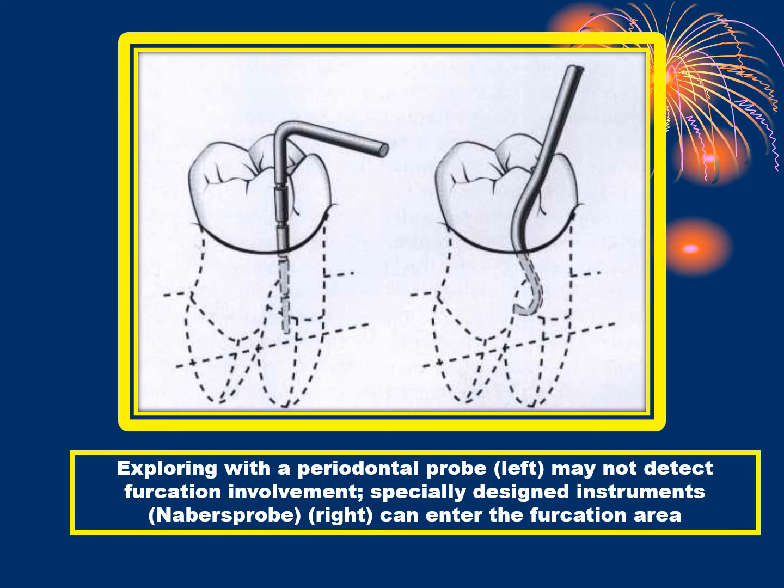Exploring with the periodontal probe, as we see in the left, may not detect furcation involvement. Specially designed instruments known as Nabers probe, as we see in the right, can enter the furcation.